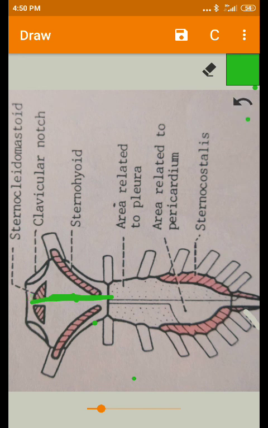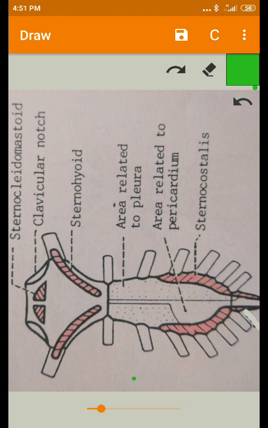Now, coming to the body, what structures are related to it? On the posterior aspect of the body, at the lower part, from the fourth sternocostal joints, it gives attachment to the sternocostalis, or transverse thoracic muscle, from its lower part.